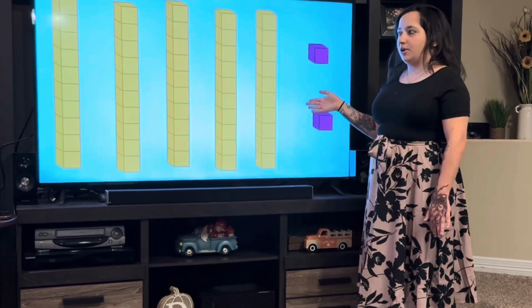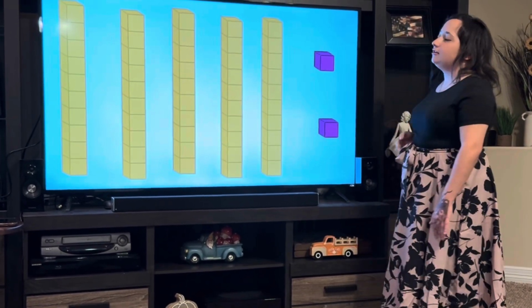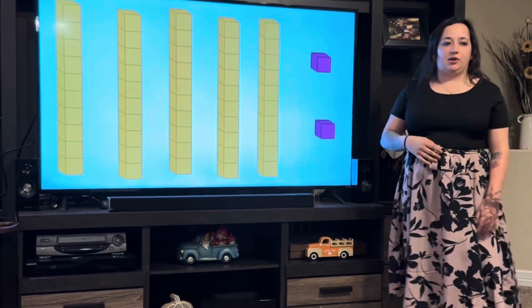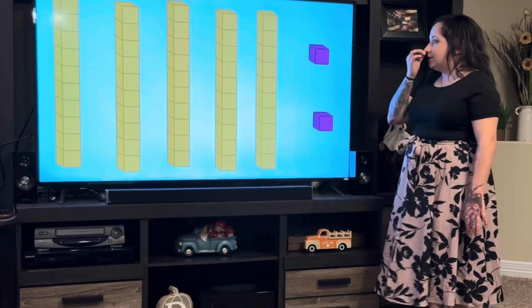Okay. So if I want to find what's 10 more, am I going to add a base 10 block, or am I going to take one away? I'm going to add one. Okay. So what number would that give me? 62. Good job, friends.